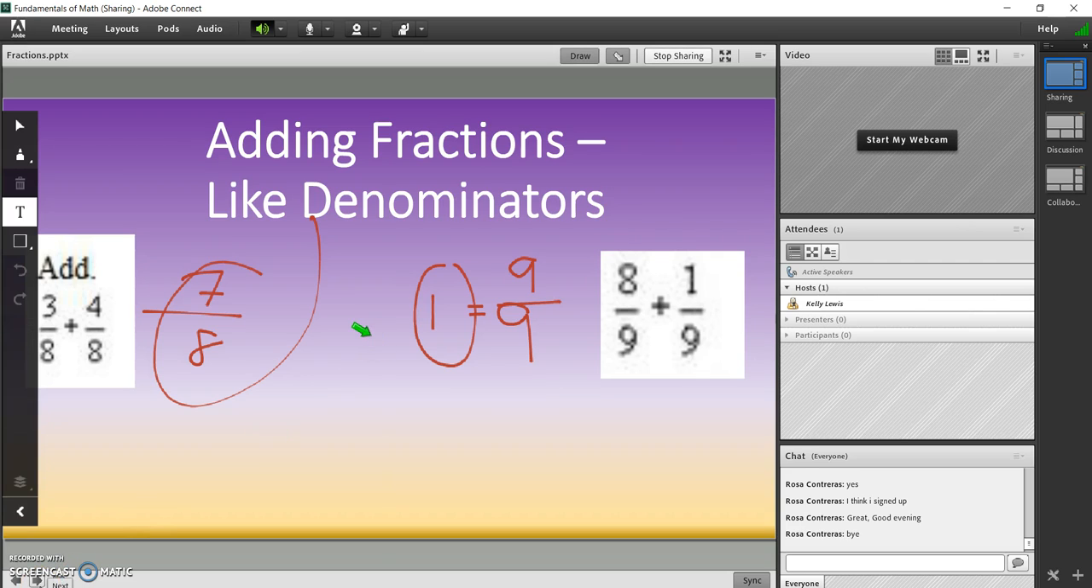Okay, and 9 over 9 is 1, just like 15 over 15, or 1 million over 1 million.